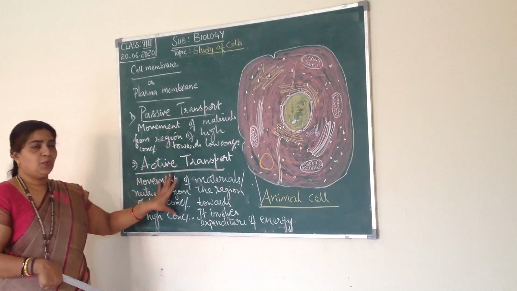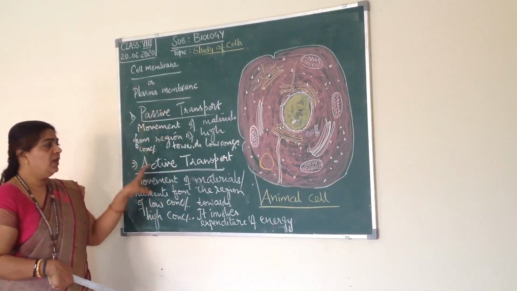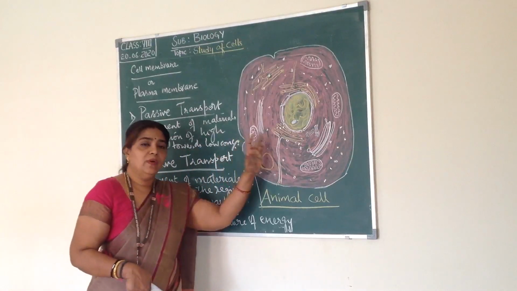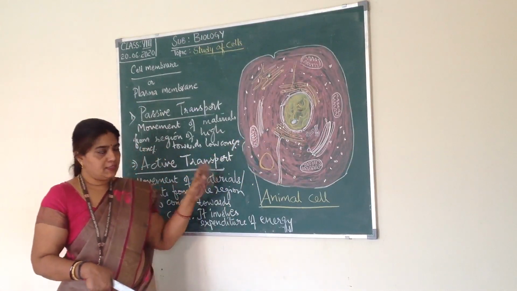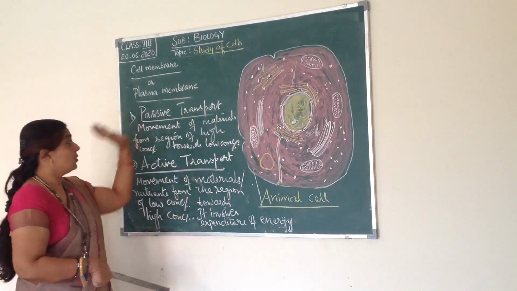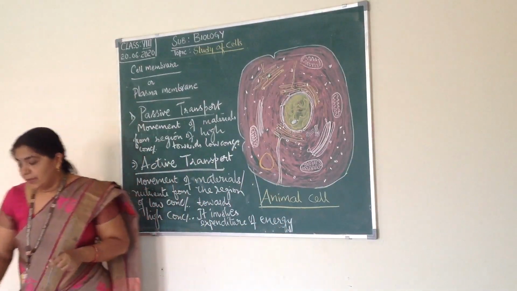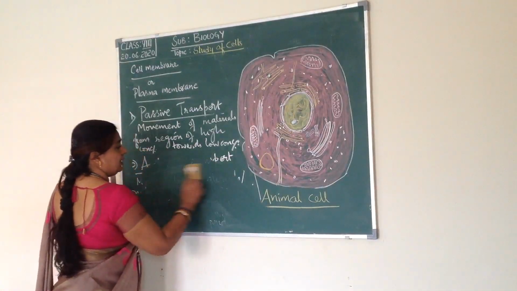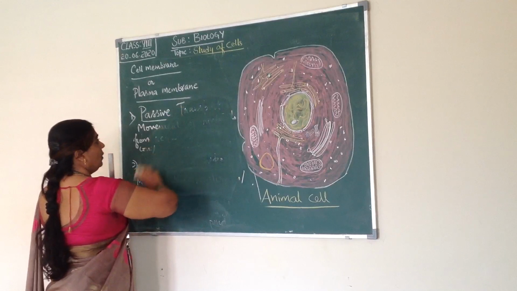So by these processes, passive transport as well as active transport, substances move in and out of the cell. I hope you have understood, and you have understood why it is called a semi-permeable membrane. Okay, next, let us see what cytoplasm is.